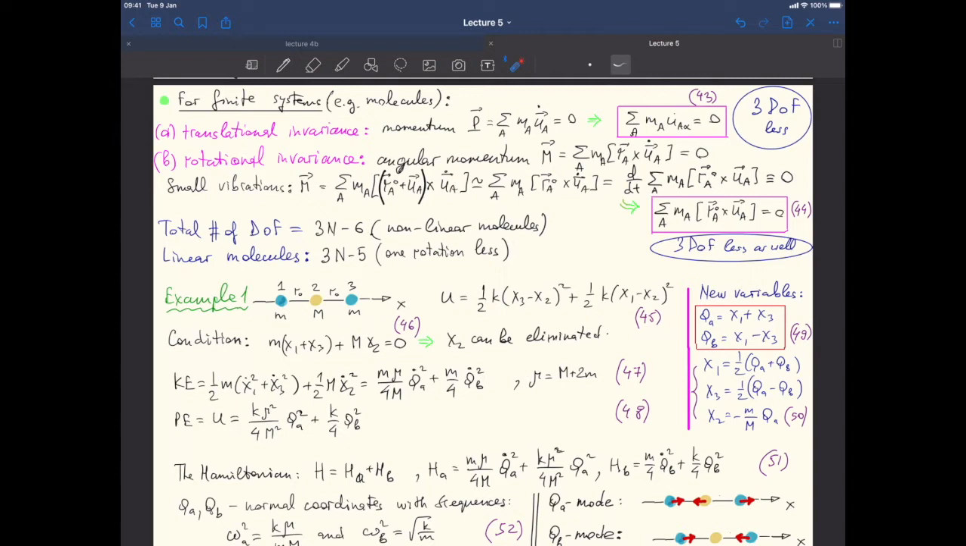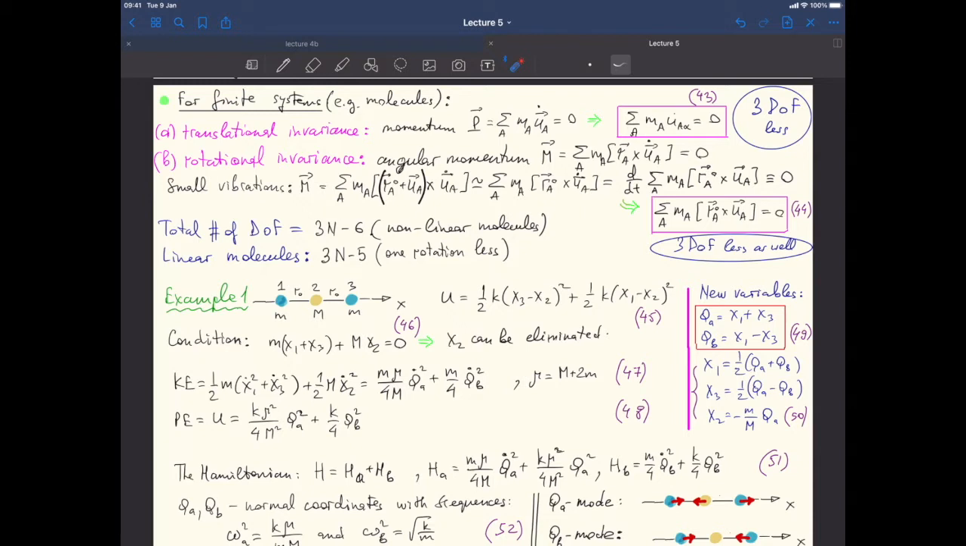So, first of all, let's consider translational invariance. For that, we define a momentum of our molecule, which is the sum of all momenta for each atom, and we set it to 0, which would mean that that quantity, which corresponds basically up to the total mass, to the center of mass, is constant. So we can choose its value to be 0. So this would be the first condition which connects the atomic displacements.